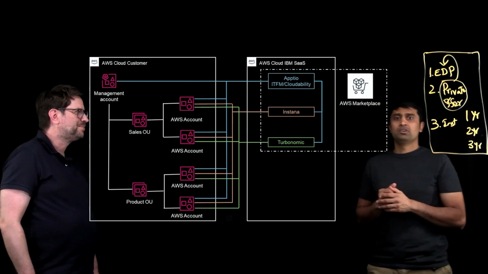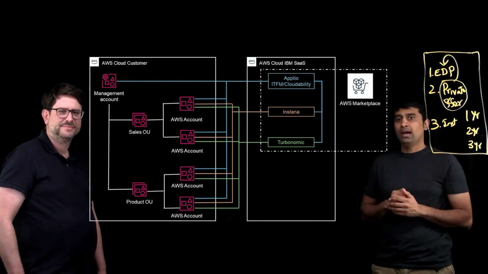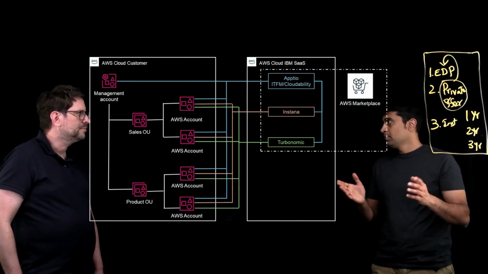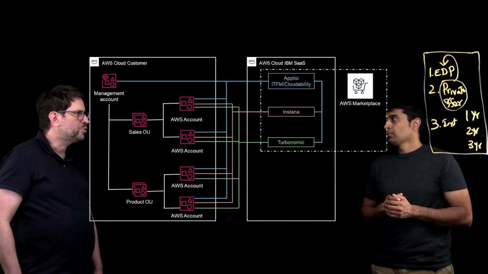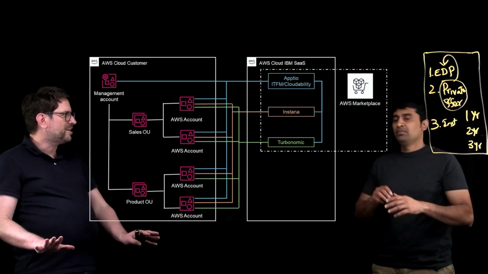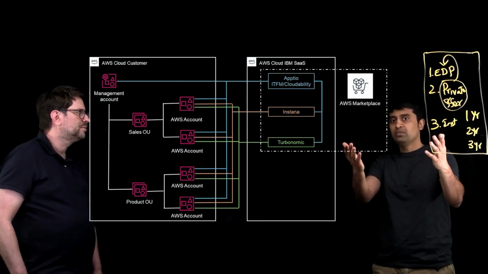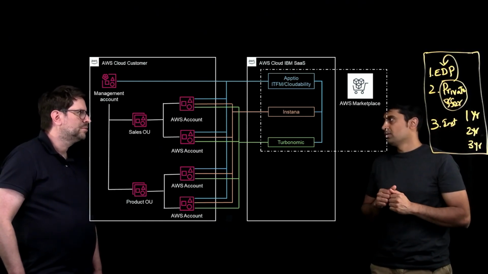Absolutely. When customers procure SaaS products on AWS, in this instance, Apptio, Instana, or Turbonomic, they are fully managed by IBM, and these products run on IBM's AWS accounts. Okay, so there's nothing running on the customer account in this case. The customer doesn't have to deploy anything per se. They just consume these products as tenants. Basically, it's just another application that the customer is using.